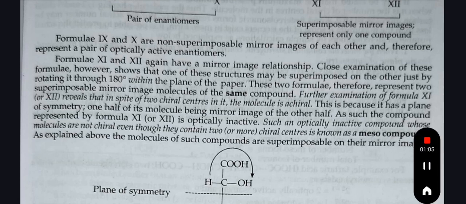Close examination of these formulas, however, shows that one of these structures may be superimposed on the other by rotating it through 180 degrees within the plane of the paper. These two formulas therefore represent two superimposable mirror image formulas of the same compound. Further examination of formula 11 or 12 reveals that in spite of two chiral centers in it, the molecule is achiral. This is because it has a plane of symmetry, one half of its molecule being the mirror image of the other half.